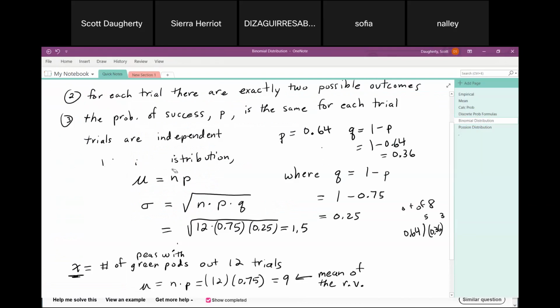Anything within 2 standard deviations of the mean is considered a usual value. Anything outside of that is considered unusual, and that's called the range rule of thumb. So the maximum usual value is going to be the mean plus 2 standard deviations, and then the minimum usual value will be the mean minus 2 standard deviations.